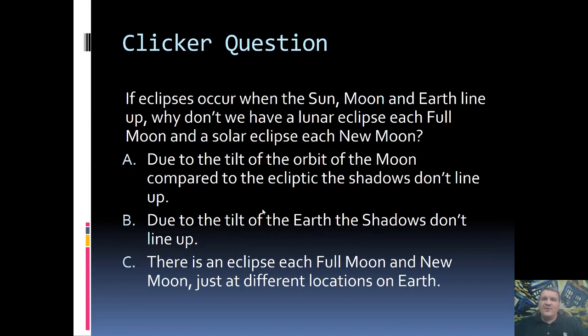All right. So here's our 5th clicker question. If eclipses occur when the Sun, Moon, and Earth line up, why don't we have a lunar eclipse each full moon and a solar eclipse each new moon? A, due to the tilt of the orbit of the moon compared to the ecliptic, the shadows don't line up. B, due to the tilt of the Earth, the shadows don't line up. Or C, there is an eclipse each full moon and new moon, just at different locations on the Earth. Go ahead and think about it, and we'll discuss in just a bit.